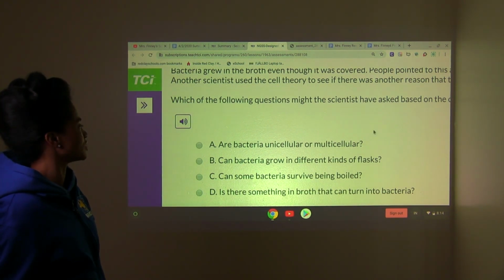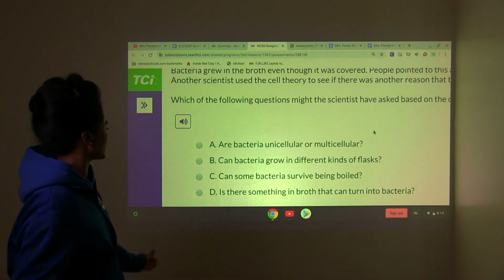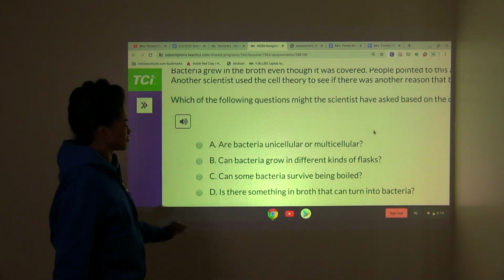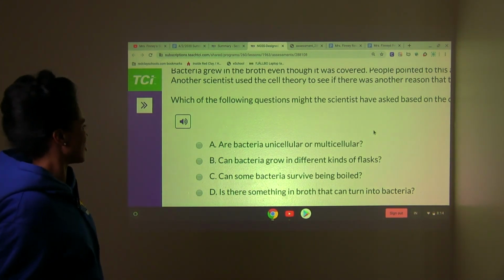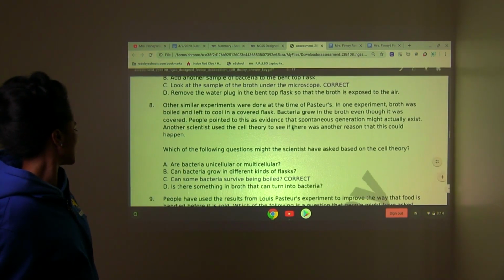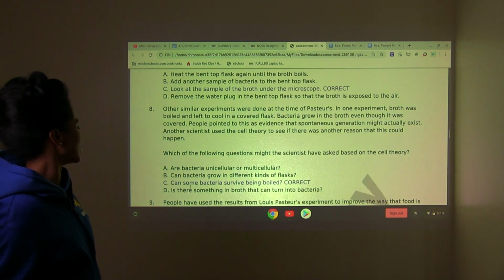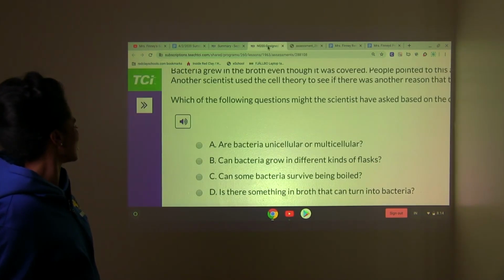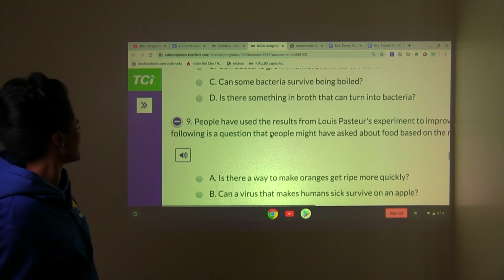Which of the following questions might the scientists have asked based on the cell theory? Think about it. All right, let's take a look. Answer is C. Can some bacteria survive being boiled? All right, let's take a look at our last question.